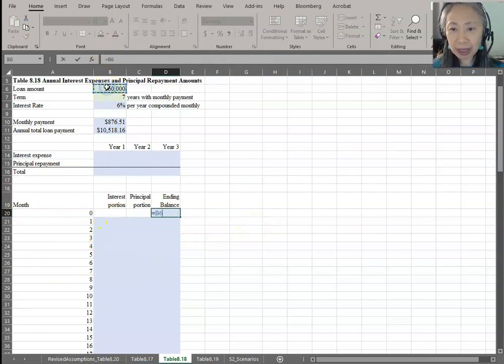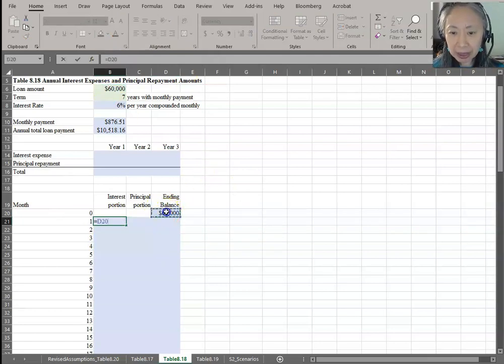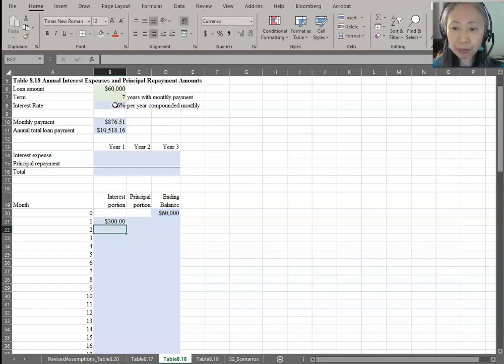So that will be the $60,000. The interest portion is the ending balance times the interest rate. This is monthly, so we need to divide that by 12. The interest rate remains fixed. This is a fixed amortized loan, so we will make the interest rate an absolute reference. We divide that by 12.